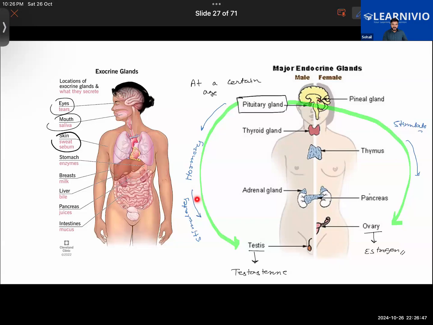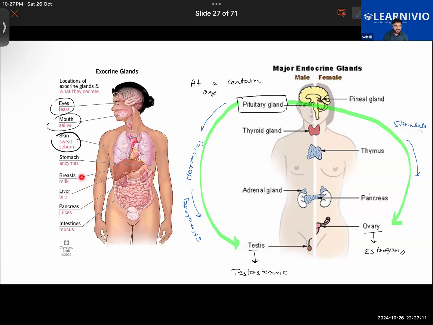See, what I was saying about this one, exocrine glands, the secretions. There is some network issue. Okay, see, what I was trying to say is that the secretions of the exocrine gland will not be going into the blood.